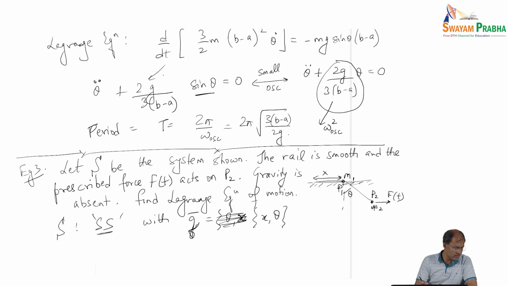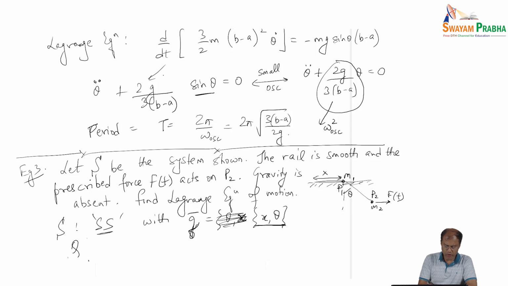So for the standard system, we need to find the generalized forces Qj. We see that there are two generalized coordinates of motion, x and theta. So let us write down Qj of x. Well, it's not Qj of x, but it is Q of x.